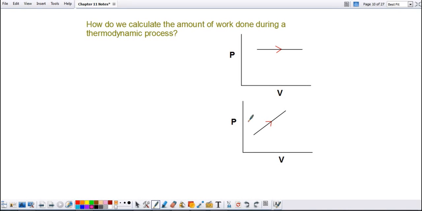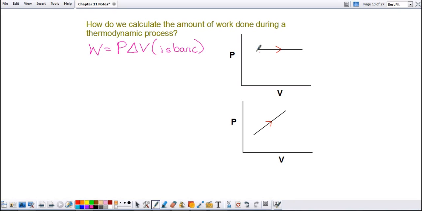How do we calculate the amount of work done during a thermodynamic process? You may recall we learned that work is equal to pressure multiplied by the change in volume when the process is isobaric. Okay, so if there's a constant pressure, we can use this equation. So let's look at this graph over here.